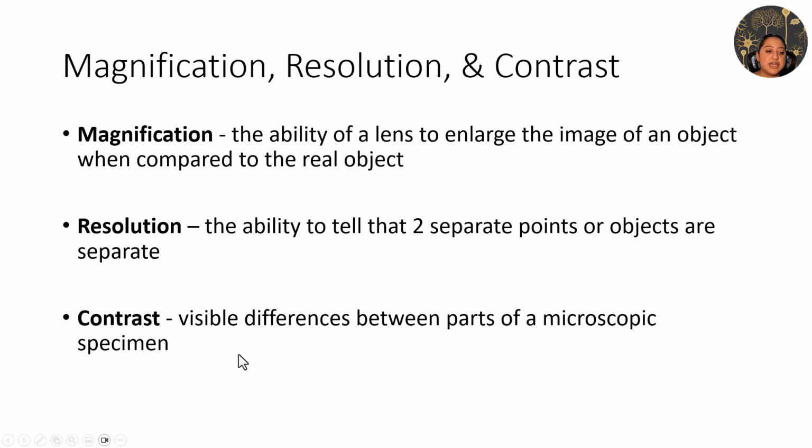And then lastly, they also provide contrast. So there can be visible differences between parts of a specimen, and you can adjust the contrast that way you see different aspects of an image. We'll talk more about this in lecture or in lab, but this is just to give you an overview of what microscopes do and why they're so important to the field.